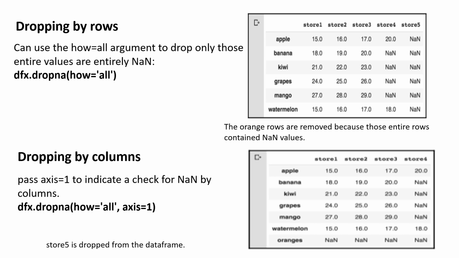If we need to drop by columns, we use the same method, dropna how equal to all, comma, and the extra argument is axis equal to 1, which indicates the column. So the store column consists of all NaN values. So all NaN values are deleted by axis equal to 1. So these two methods are used to drop the NaN values.